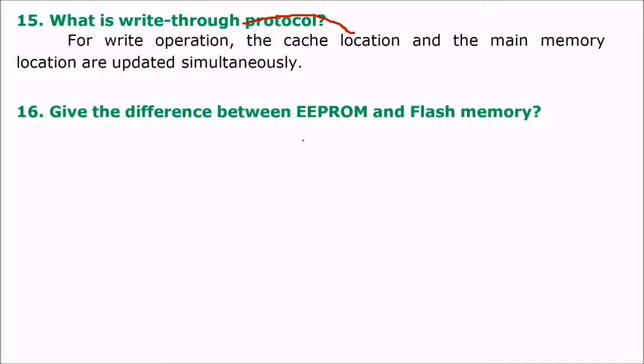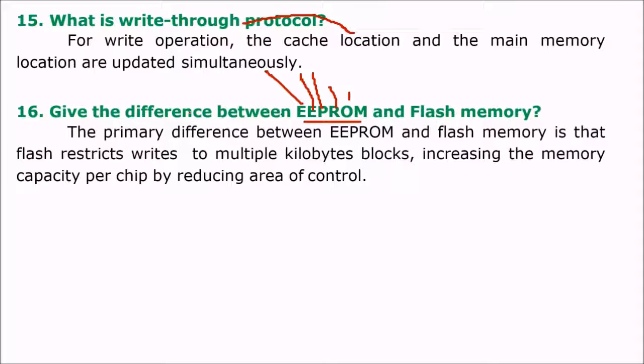Give the difference between the EEPROM, electrically erasable programmable read-only memory, and flash memory. The primary difference between these two is that flash restricts writes to multiple kilobyte blocks, increasing the memory capacity per chip by reducing the area of control. The difference is the multiple kilobyte block writes.